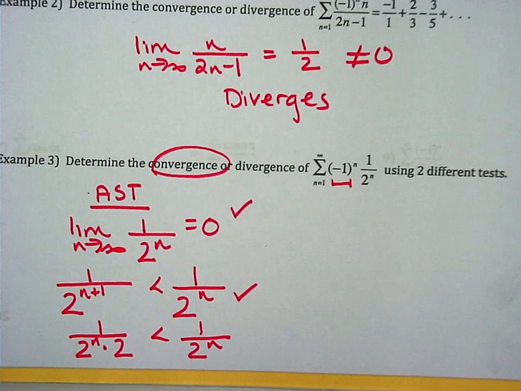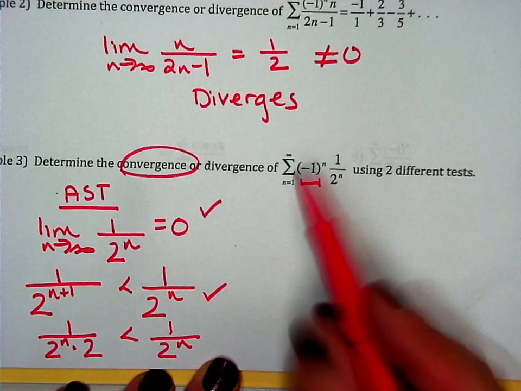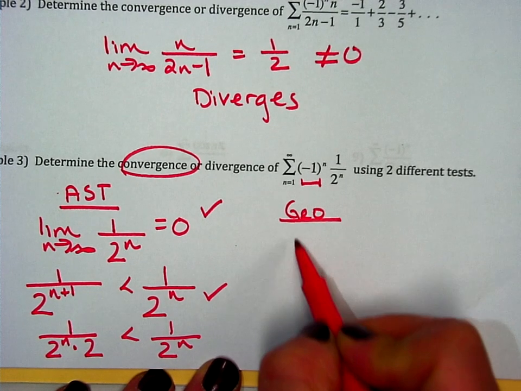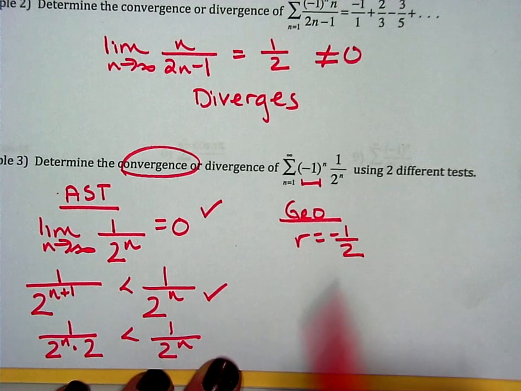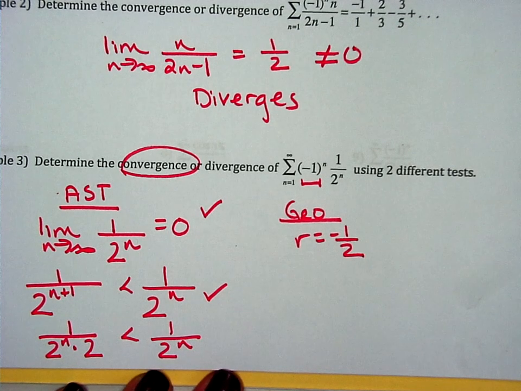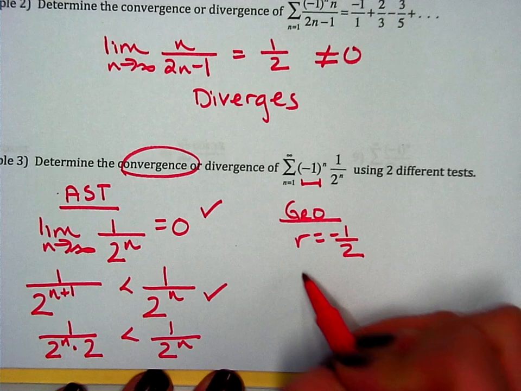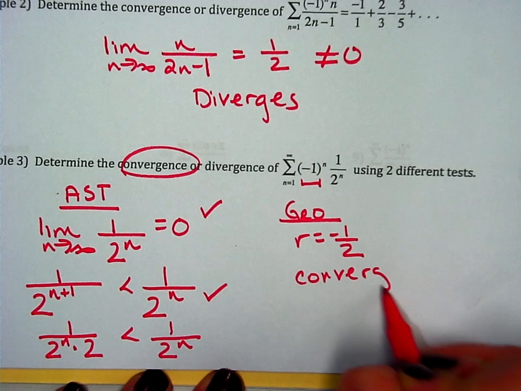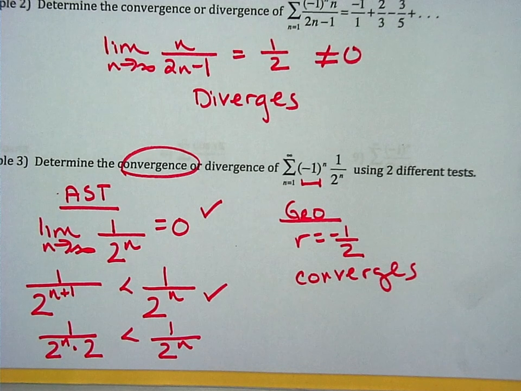Now this problem you can do a different way. If you notice, this is also a geometric series. So if you recognize that first and identify that r is -1/2, absolute value of that is less than 1, then you can say it converges. So there's two different ways to do this problem. Recognizing that it is a geometric is the quickest way, but if you do an alternating series test, you should get the same conclusion. Okay, one last problem.